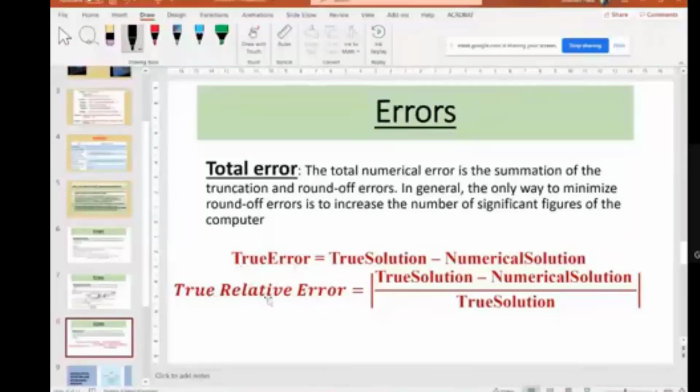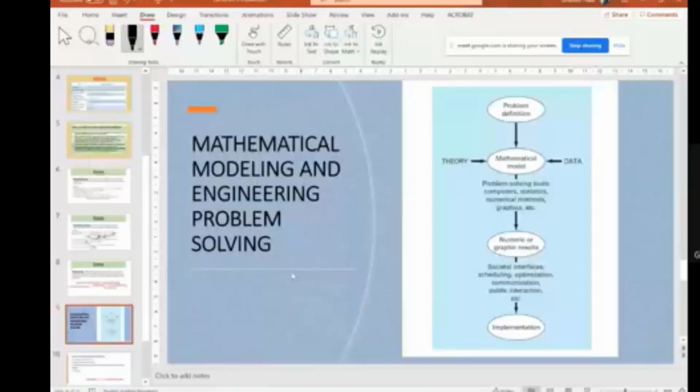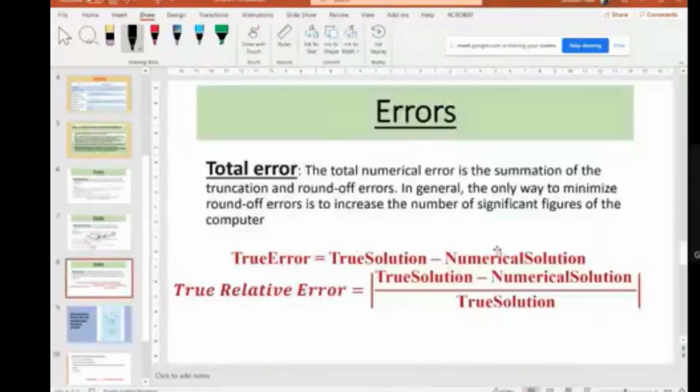True relative error. Relative means with respect to something. It is the true solution minus the numerical solution, over the true solution, and we take the absolute value. This is an important law, and we will use it. This is the error, and we will use it when we solve an equation.